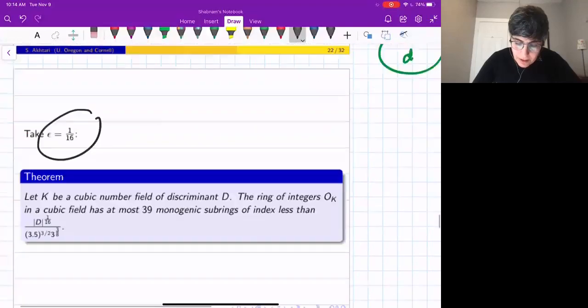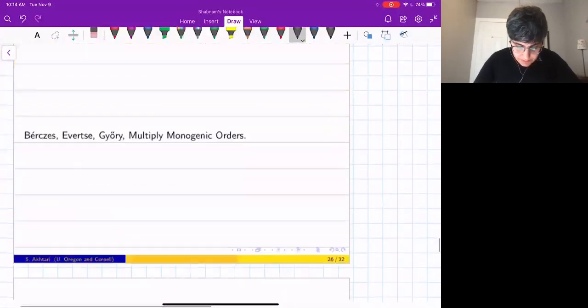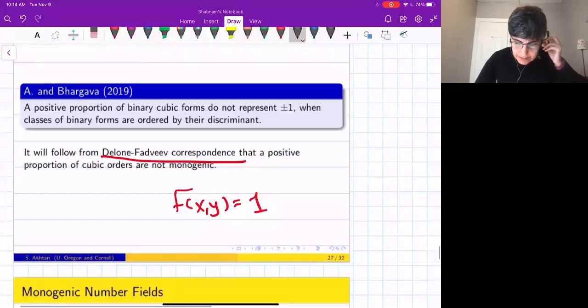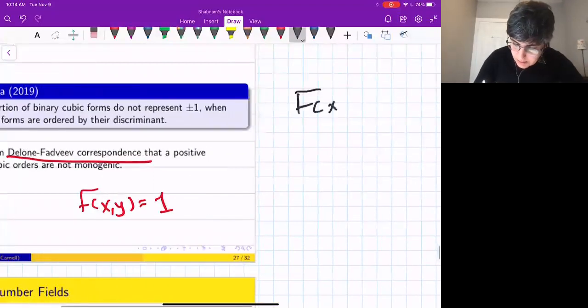But then the result with Bhargava definitely uses the sort of result that I talked about, f of x and y equal to m.